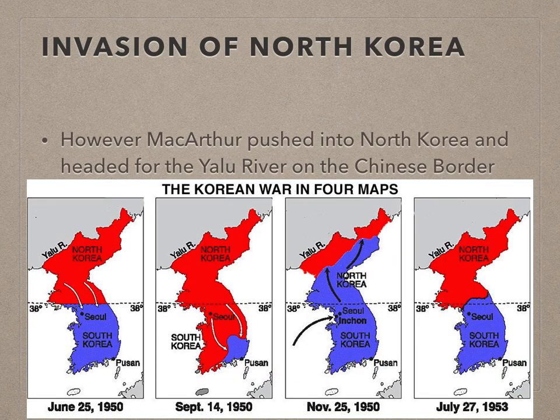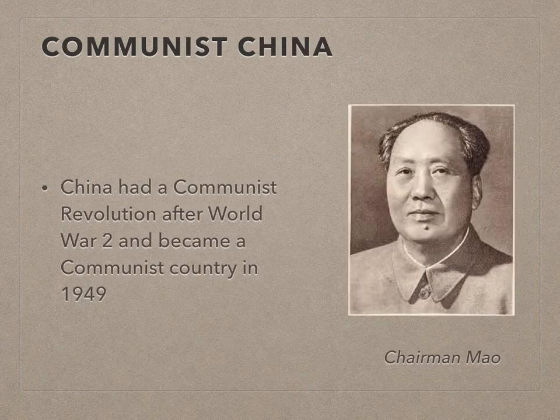However, MacArthur pushed past the 38th parallel, and he pushed into North Korea, and he headed for the Yalu River on the Chinese border. And you can see that in our third map here. By November the 25th, the UN forces have nearly taken all of the peninsula and are approaching Chinese territory.